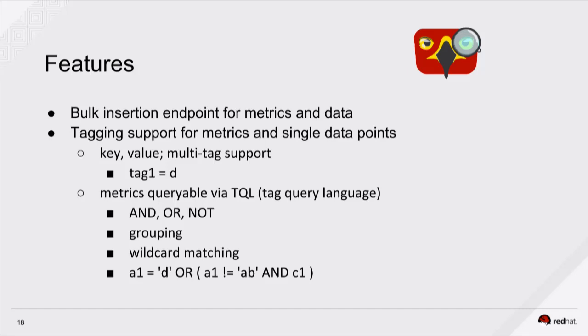And we have what's called a tag query language, where you can actually query those metrics after you insert them based on a simple expression. So for example, I have here an example: if tag A1 equals D, or A1 is not AB, and tag C is defined. So we try to make this as simple as possible to go back and query your data. And where this becomes relevant is in a cloud environment where you have multiple servers at the same time. You want to query the entire cluster at once. You want to get all the CPUs from all your nodes inside the particular cluster.